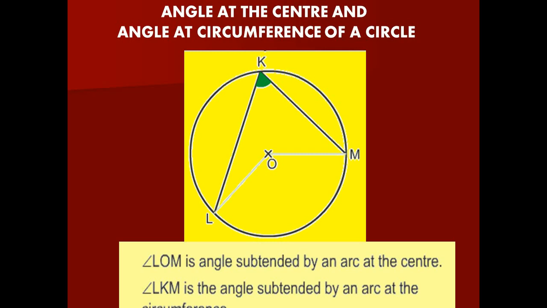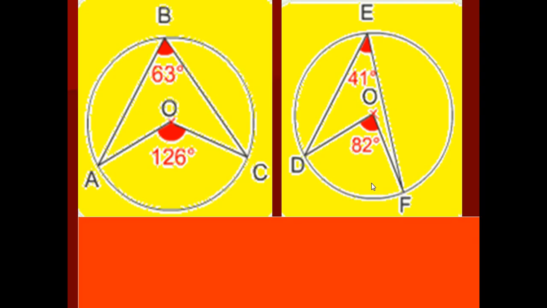The third property. Now given LOM, you can see here LOM is an angle subtended by an arc at the center of the circle, and LKM is an angle subtended by an arc at the circumference. So one is at the circumference, the other one is at the center, but both angles are using the same arc of LM, right? So what is the relation?